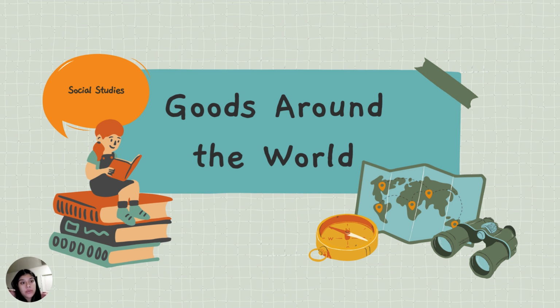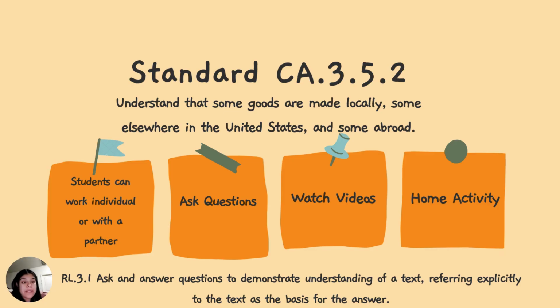So for my social studies lesson plan, we are going to talk about goods around the world. The standard is California 3.5.2: Understand that some goods are made locally, some elsewhere in the United States, and some abroad.